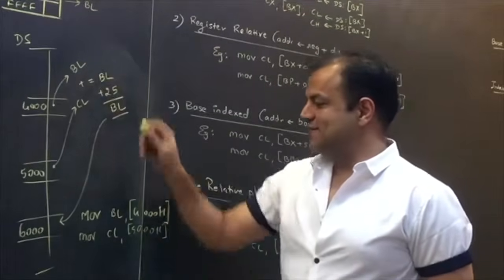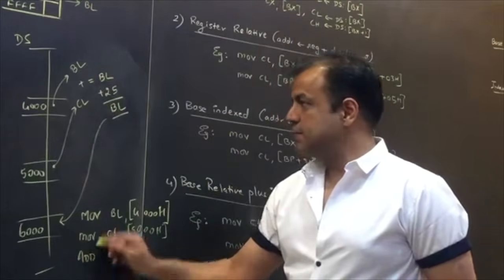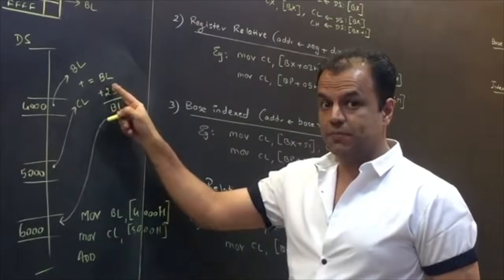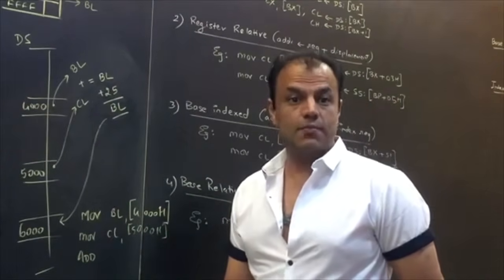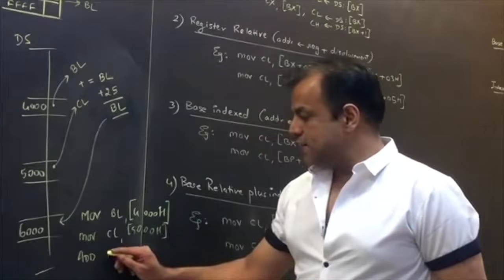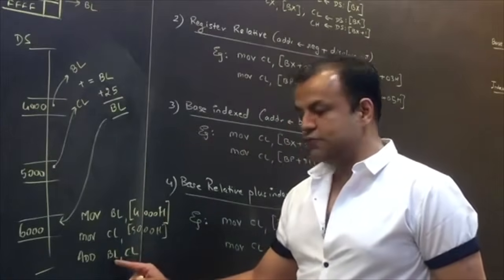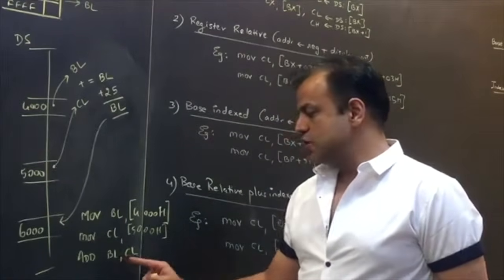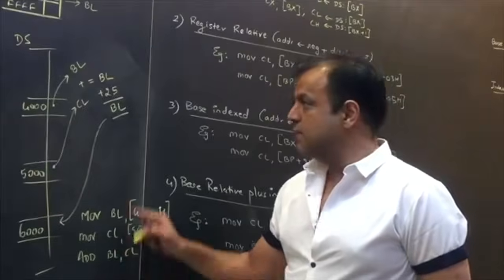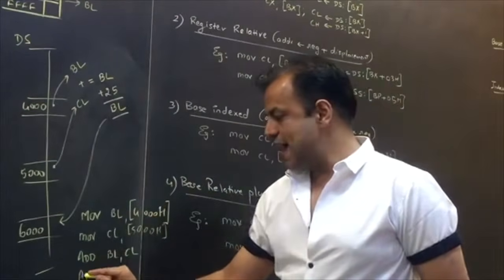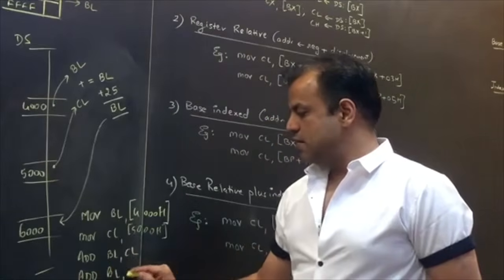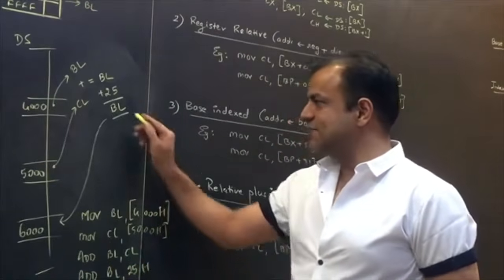Now add BL and CL. Add in such a way that the result comes in BL. So what should I write? Add CL comma BL or BL comma CL? You're right. Add BL comma CL, because first we always give the destination. So you'll do the total and the total will come in BL. To that total I want to add the number 25. Add BL comma 25. The result has come in BL.